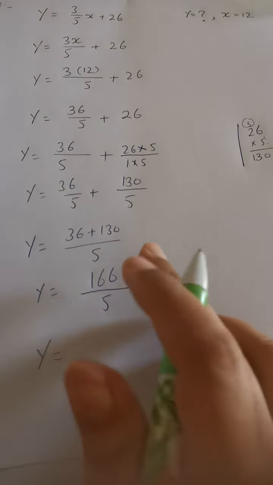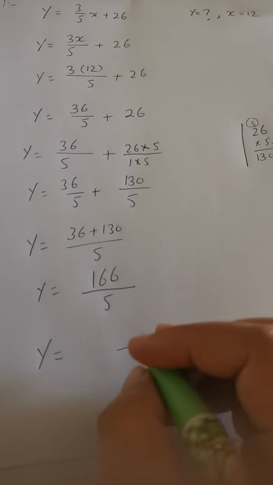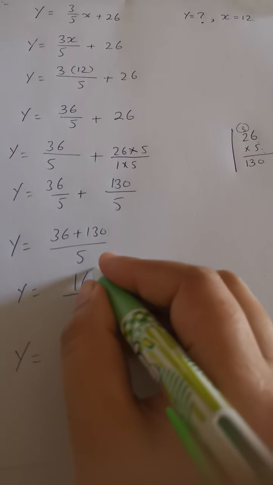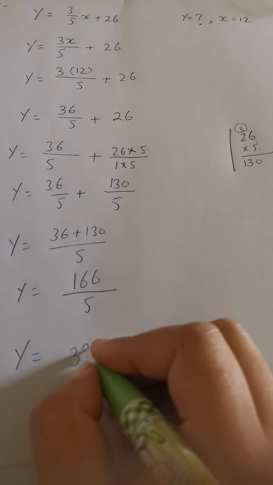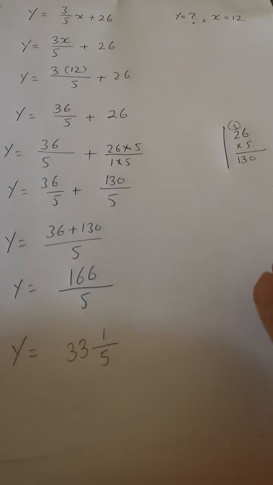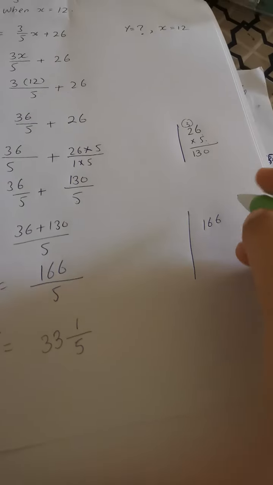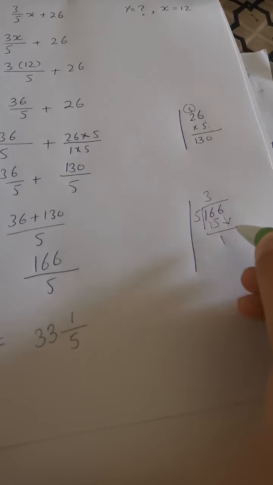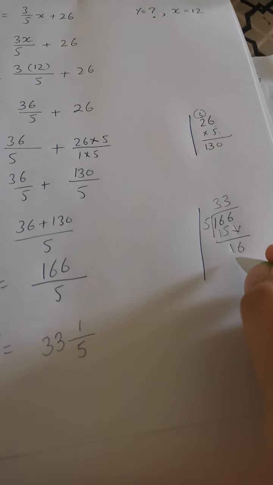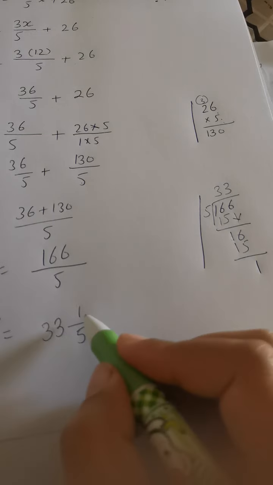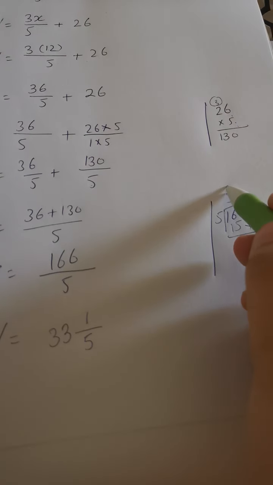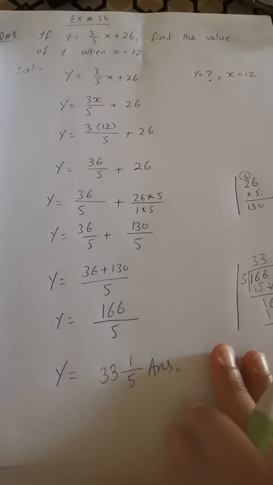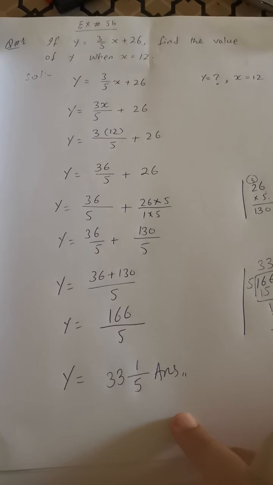Okay, so you can directly divide it also. 166 divided by 5. 5 threes are 15, 1 left, it joins here, it becomes 16. 5 threes are 15, what is left? 1. If you can't do it directly, do it in rough work. What will come down? 6. 5 threes are 15, and what is left? 1. So what is left goes on top. What is here comes here, and what is in the denominator stays the same. So this is the answer. Y is equal to 33 1 over 5 for question number 1.